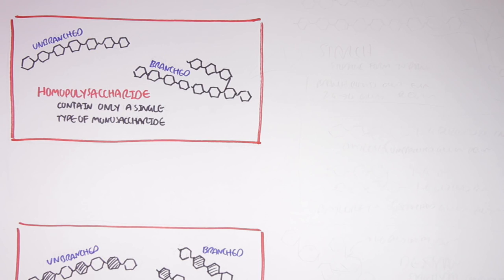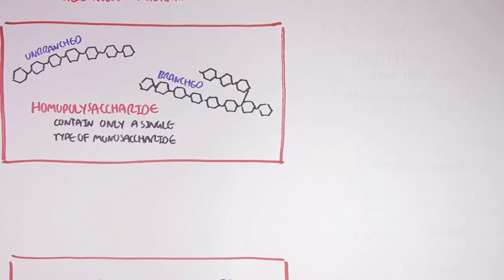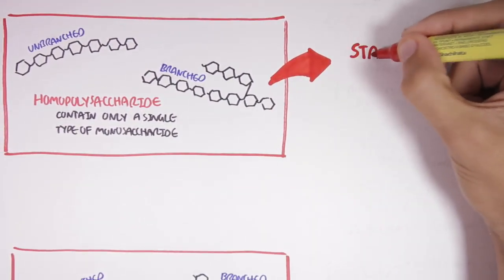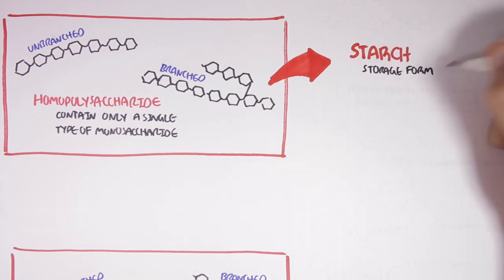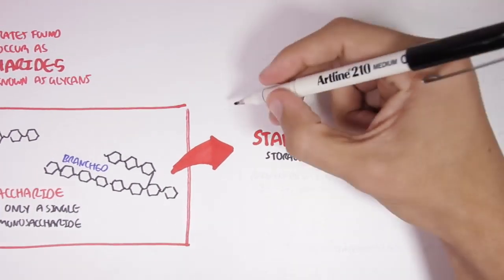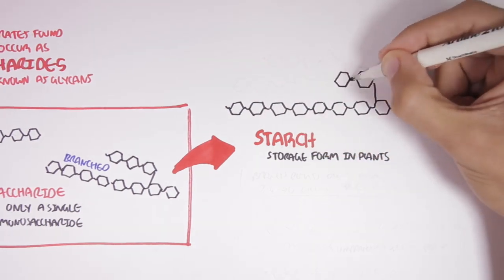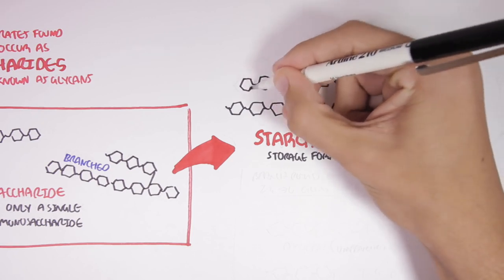In this section of the video, we won't focus on heteropolysaccharides, but we will look at homopolysaccharides. Because homopolysaccharides serve as storage forms of monosaccharides in both humans and plants, and even bacteria. So they're very, very important. So let's look at some examples of homopolysaccharides. Starch is a storage form of monosaccharides in plants. Starch is the main carbohydrate in the human diet and is found in our bread, cereal, and rice.